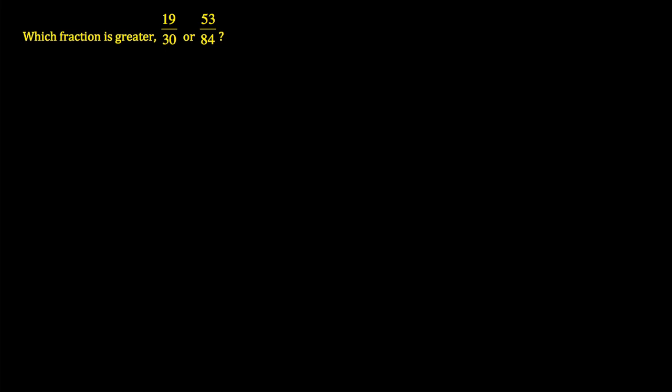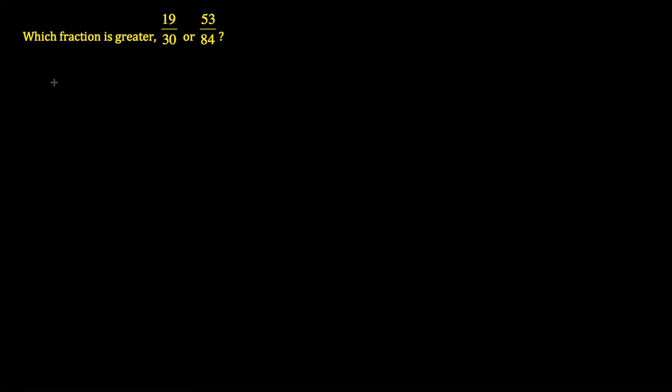Well, if you try and picture that in your mind, first off, you don't want to try and take a circle and slice it into 30 equal parts and shade 19, and another one sliced into 84 parts and shade 53. First off, it's difficult to slice in that many parts with all the parts being equal, and then by the time you've shaded them, they look almost the same. So we have to have another strategy, and our strategy is to find that common denominator. So let's take a look at the two fractions.